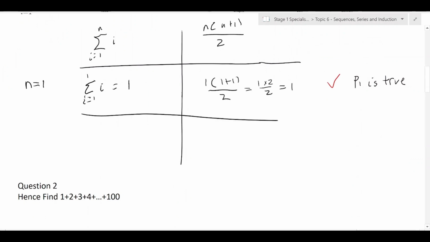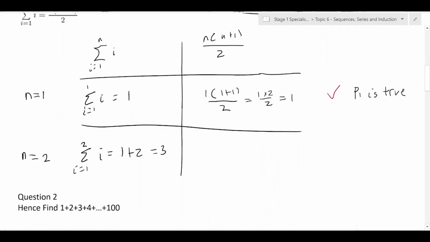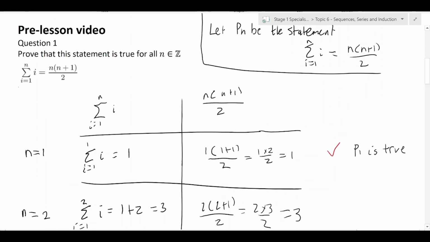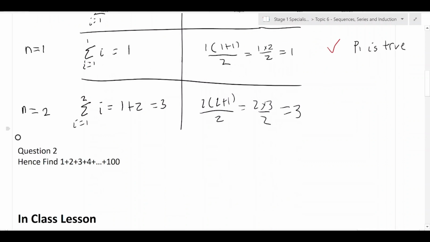Now, usually when you do an induction proof, you don't have to check n equals 2 or 3 or 4, but let's just do this to make sure we're on the right track. So this is i equals 1 to 2 of i, which is 1 plus 2, which is 3. On the right hand side, you've got n(n+1), so that's 2 times (2 plus 1) over 2, which is 2 times 3 over 2, which is 3. I'll reiterate, if you're not comfortable with summation notation, this thing just means 1 plus 2 plus 3 all the way up to n. Okay, so it looks like it's true for n equals 2.